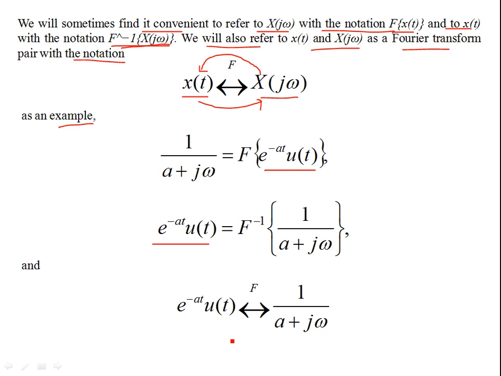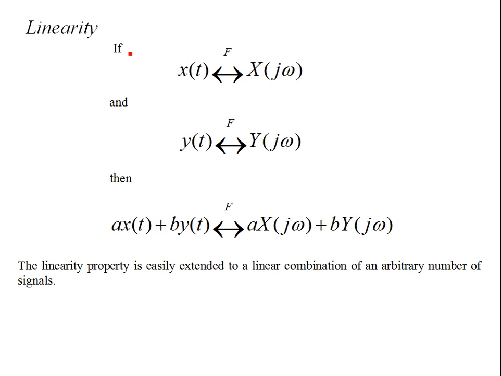So you can show that in the forward direction this is the Fourier transform, and in the reverse direction this is the inverse. Okay, so that's a one-to-one mapping between these two pairs. Now let's talk about the first property, linearity of Fourier transforms.